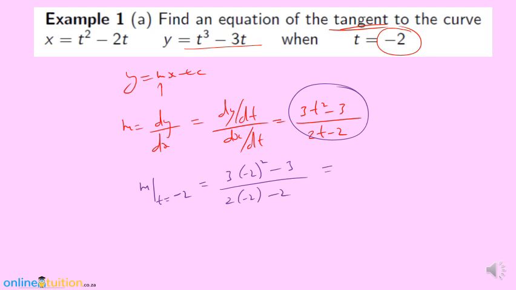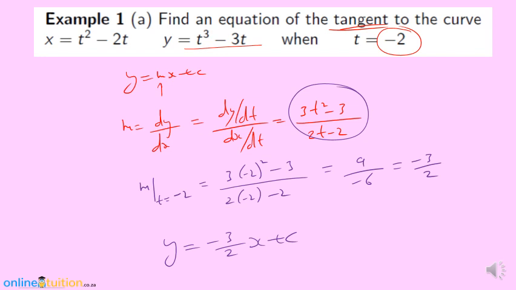Minus 2 squared is 4. 4 times 3 is 12. 12 minus 3 is 9. That went very quickly. Minus 4 and minus 2 is minus 6. 3 and 2. So the gradient at t equals minus 2 for that function is minus 3 over 2. So the tangent has equation y equals minus 3 over 2 x plus c.